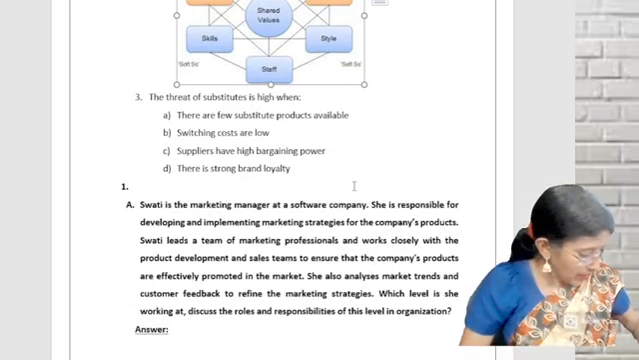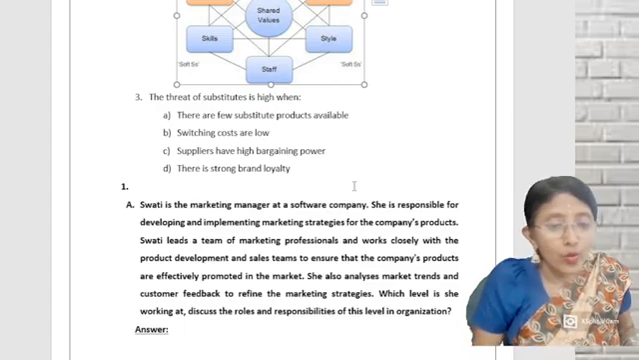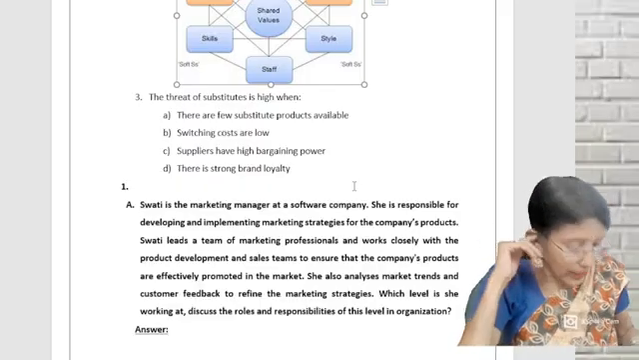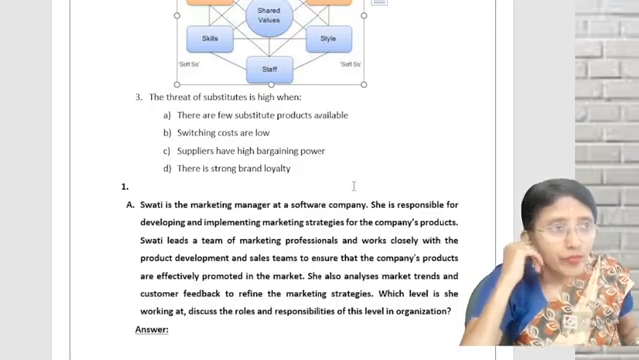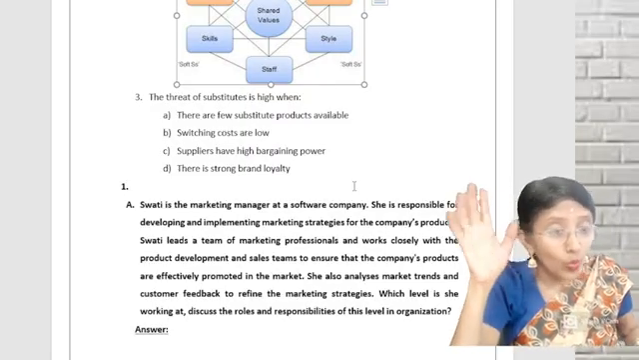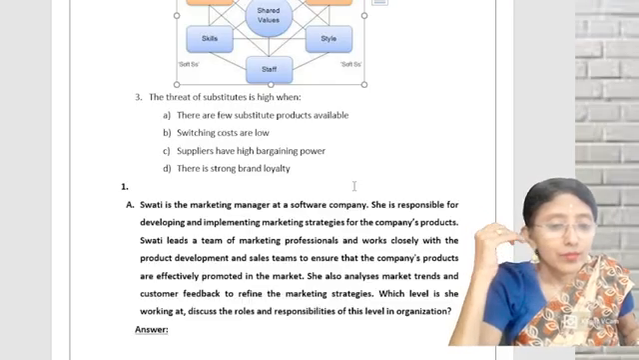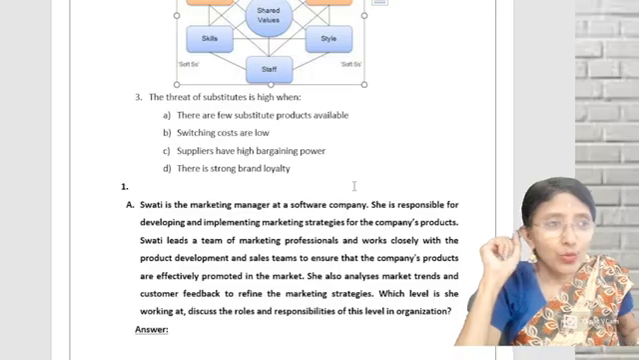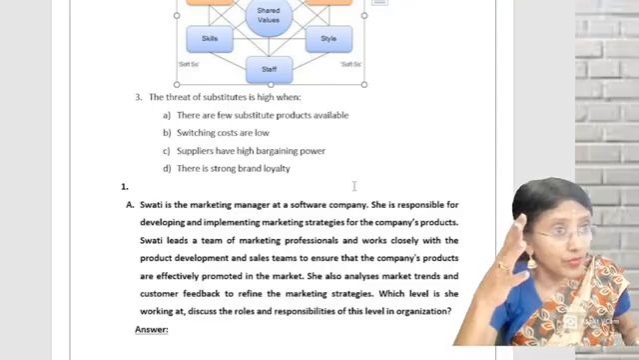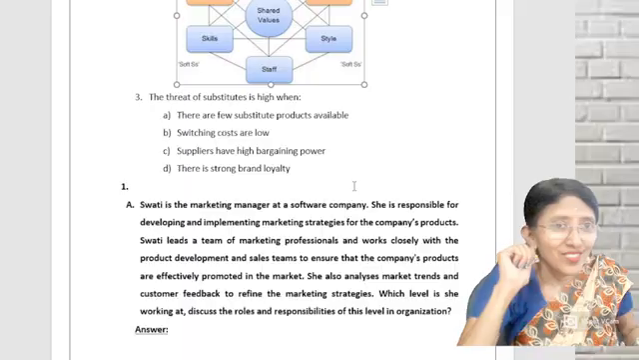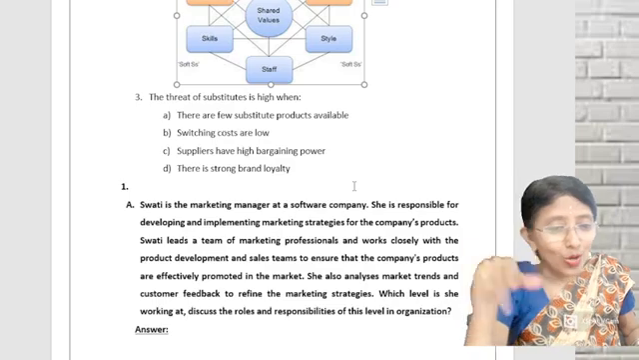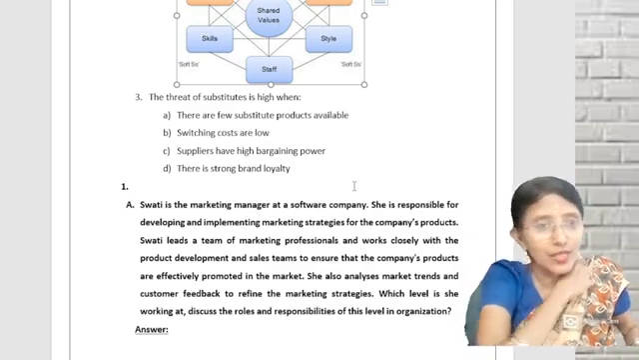Third question. The threat of substitutes is high when? Four options are given. You think and answer. Can you tell me the framework from which the question is chosen? They have not given the framework, but it's a framework based question. Michael Porter's 5 forces model. So out of this, they have given four. Okay, you now choose the correct answer.